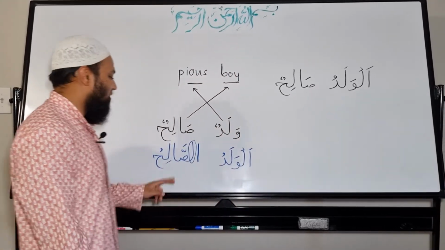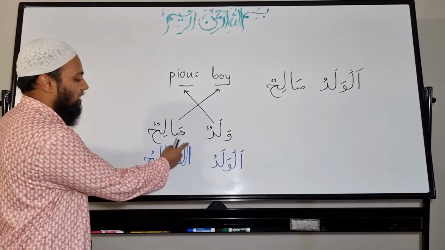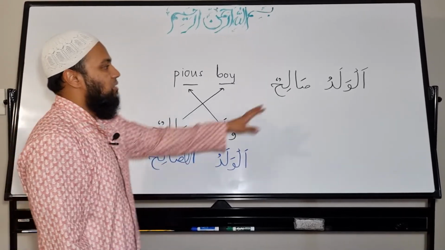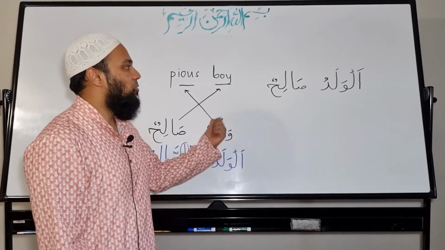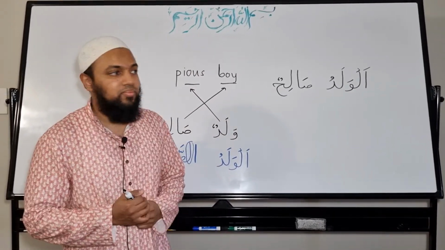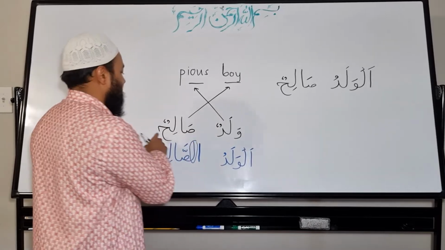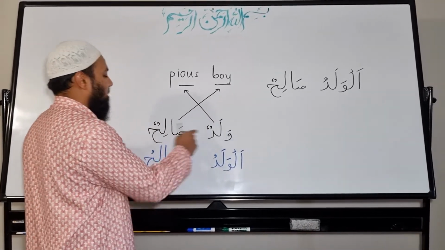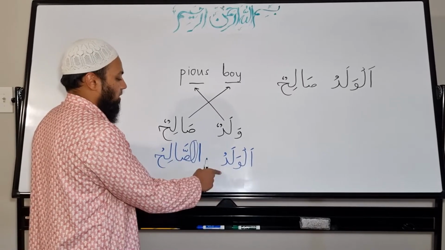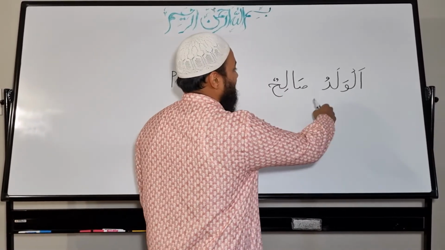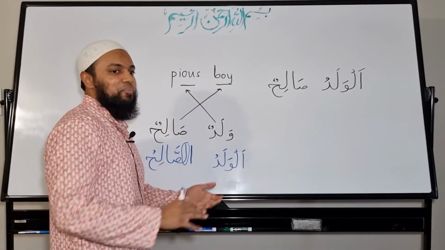So you see the difference? Just by omitting the alif lam, the meaning of the sentence has been changed. Something to be amazed about. In English, this would be a righteous boy or a pious boy, and this would be the pious boy, and this would be the boy is pious. It conveys the entire meaning.